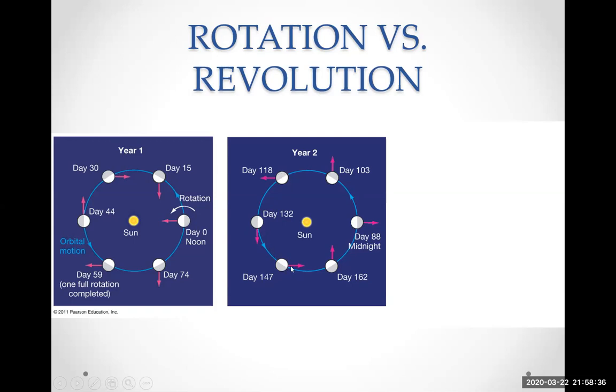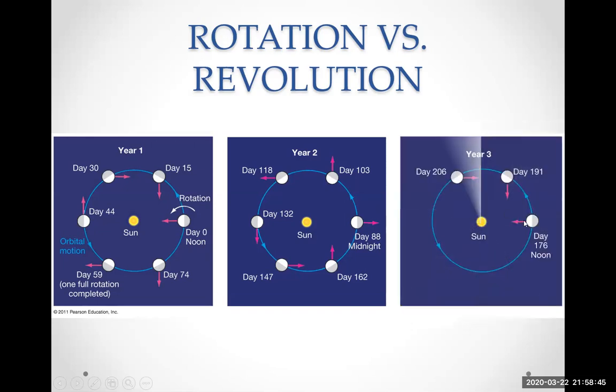Day 147, the sun is rising a little bit higher, not quite at your zenith, but getting there. Sun is kind of rising, day 162. And now when we get to day 176, now the sun is at your zenith. It's now noontime again. So the way that it works for Mercury is that Mercury rotates very, very slowly as it revolves around the sun, such that one solar day on Mercury from noon to noon corresponds to 2 years, 2 trips around the sun.